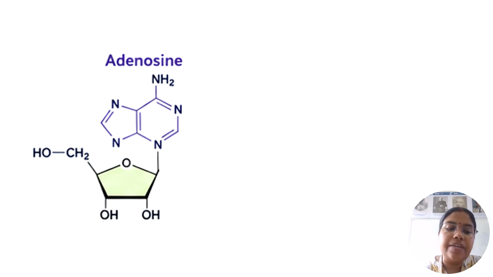Then we can say the structure of adenosine: it is the ribose sugar, and the C5 carbon of this ribose sugar is attached with the OH group, and later this is where it can make the phosphoester bond where the phosphate groups can attach, and this C1 position is attached with the N9 position of this adenine.